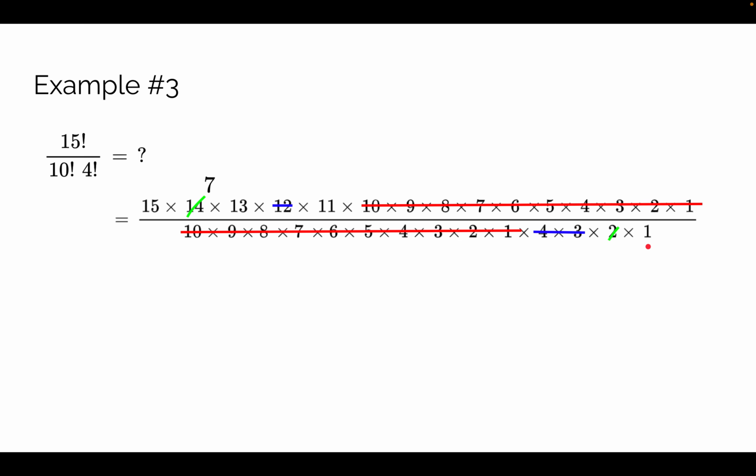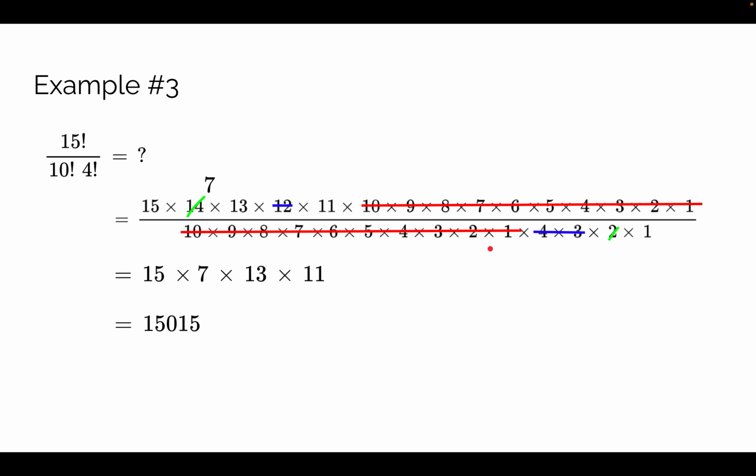So in the numerator, what we're left with is 15 times 7 times 13 times 11. So let's just simplify this and bring it to the next step. So it's equal to 15 times 7 times 13 times 11. And if we multiply that together, we get 15,015. So that's how we would simplify 15 factorial divided by 10 factorial divided by 4 factorial into 15,015. We cross out all of the common factors in the numerator and denominator and simplify with that.